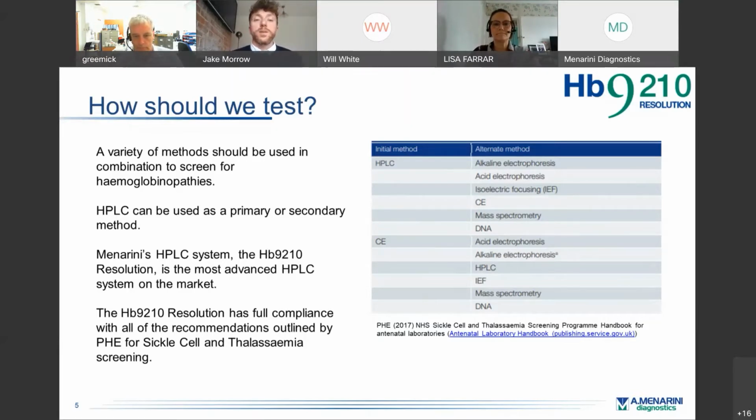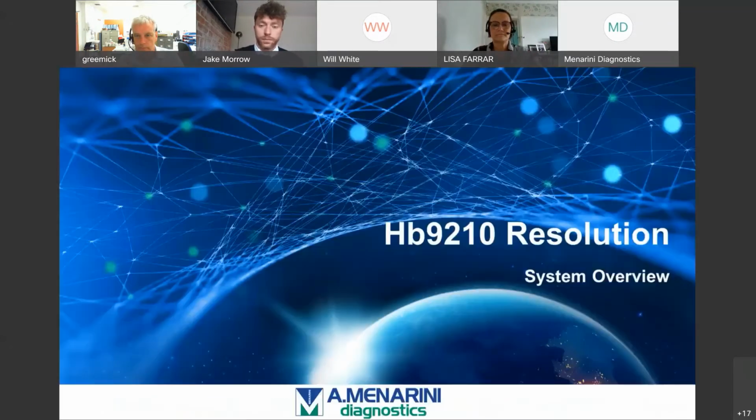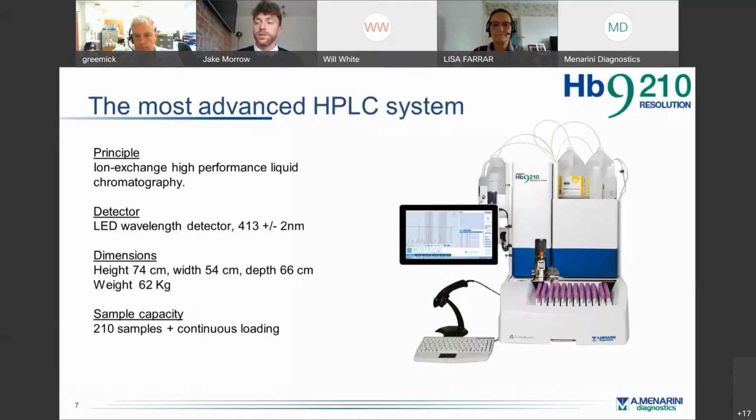Menarini's HPLC system is the Hb9210 resolution, and this is the most advanced HPLC system on the market. The Hb9210 resolution has full compliance with all of the recommendations outlined by Public Health England for sickle cell and thalassemia screening in the antenatal laboratory. Okay, so I'm just going to introduce the Hb9210 resolution with a few slides now.